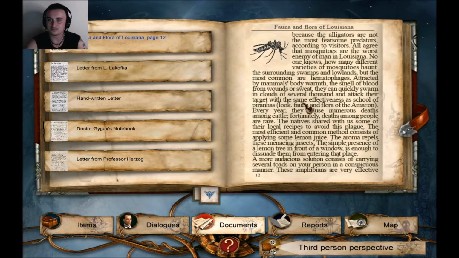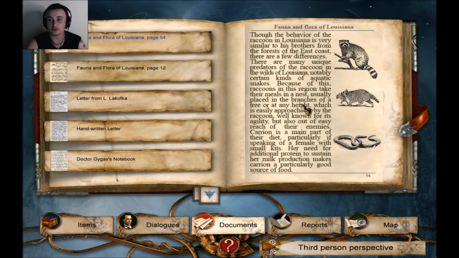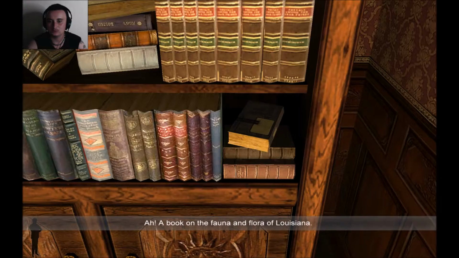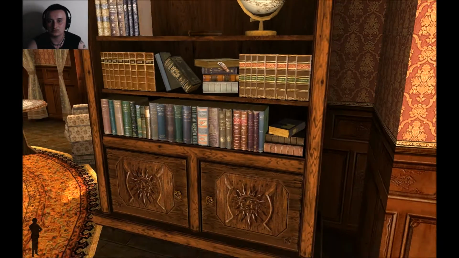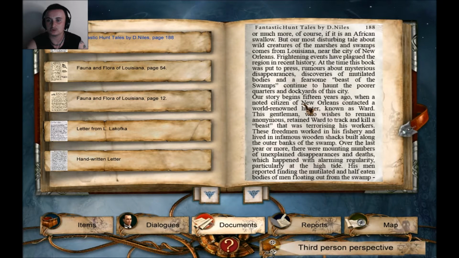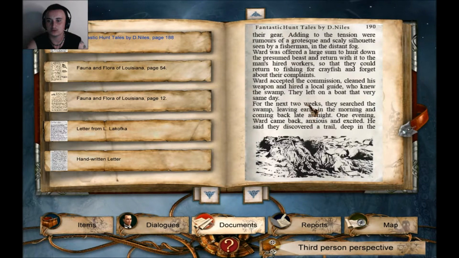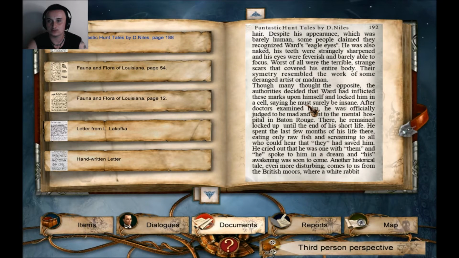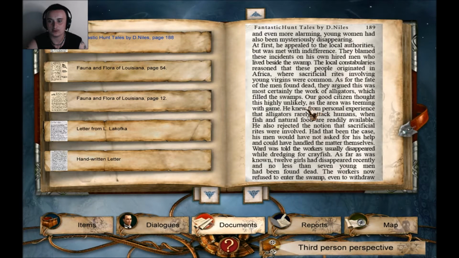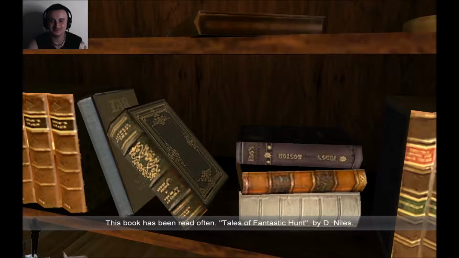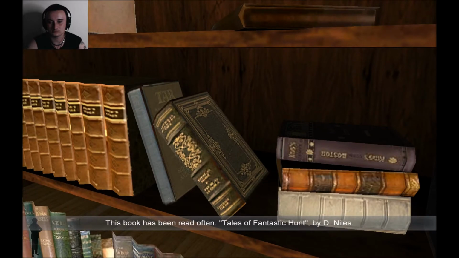Some books here. Mosquitoes. The takeaway from this is a way to repel mosquitoes is lemon juice spread on the skin. And there's also a book on the fauna, the behaviors of raccoons. A book on the fauna and flora of Louisiana. Beast of the swamps. Interesting. So there's a lore about creatures of the swamp and corpses appearing. This book has been read often. Tales of Fantastic Hunts by D. Niles.